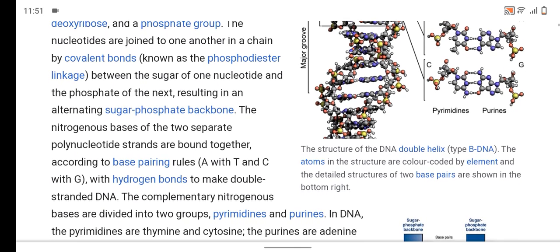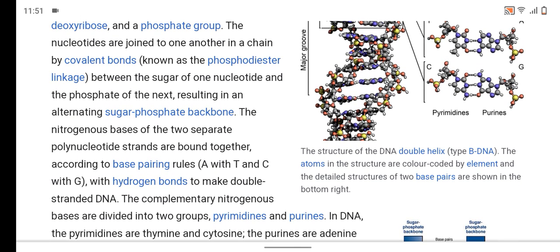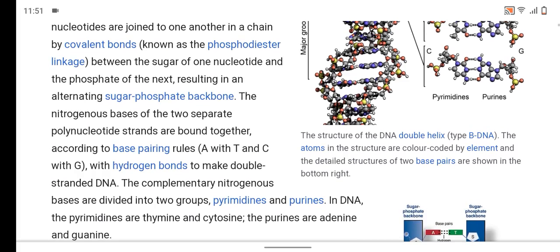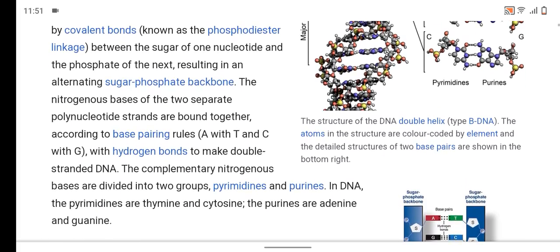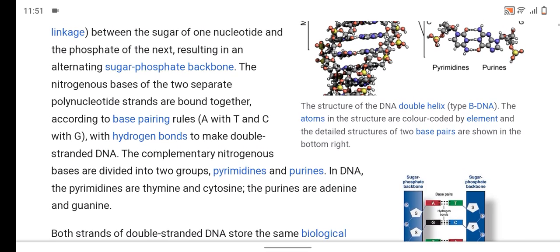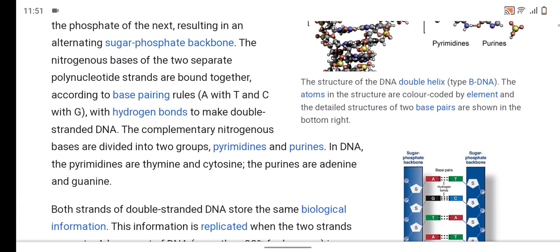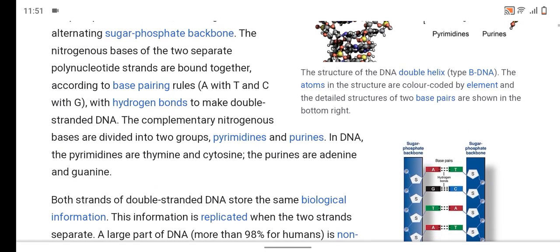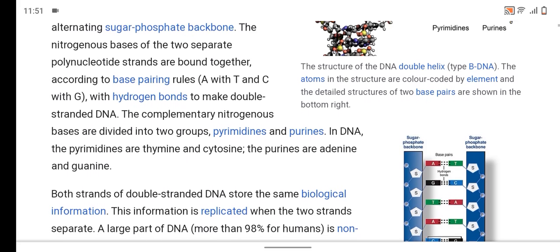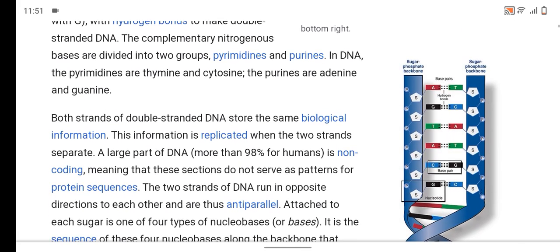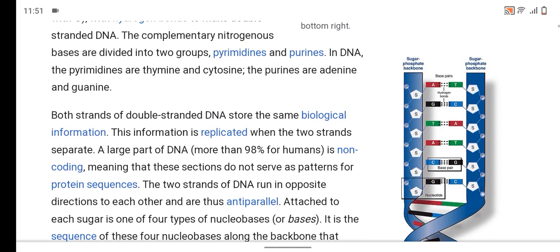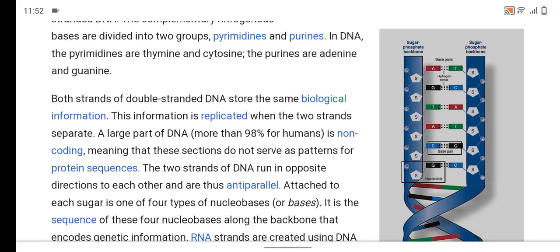The nitrogenous bases of two separate polynucleotide strands are bound together according to the base pairing rules, A to T and C to G, with hydrogen bonds to make double-stranded DNA. The complementary nitrogenous bases are divided into two groups, pyrimidines and purines. In DNA, the pyrimidines are thymine and cytosine. The purines are adenine and guanine. Both strands of double-stranded DNA store the same biological information. The information is replicated when the two strands separate.